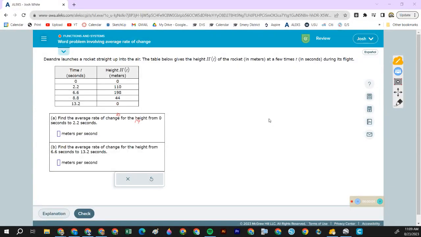So we are moving on to the second part of 1.1.